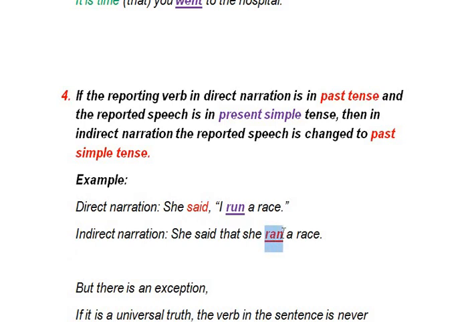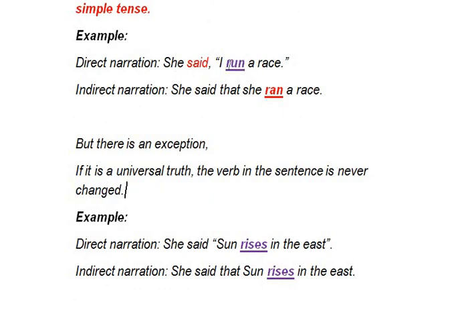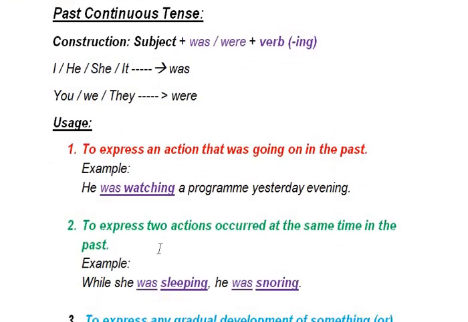That means in the indirect narration, the reported verb also should be in past tense only. That's why in the indirect narration the sentence became: she said that she ran a race. This "ran" is the past tense of run. But there is one exception in this context. If the clause is a universal truth, then the verb in the sentence is never changed. For example, in the direct narration, if you have "she said sun rises in the east," even in the indirect narration also, she said that sun rises in the east. There is no change in the main verb as this is the universal truth. And the next one is past continuous tense.